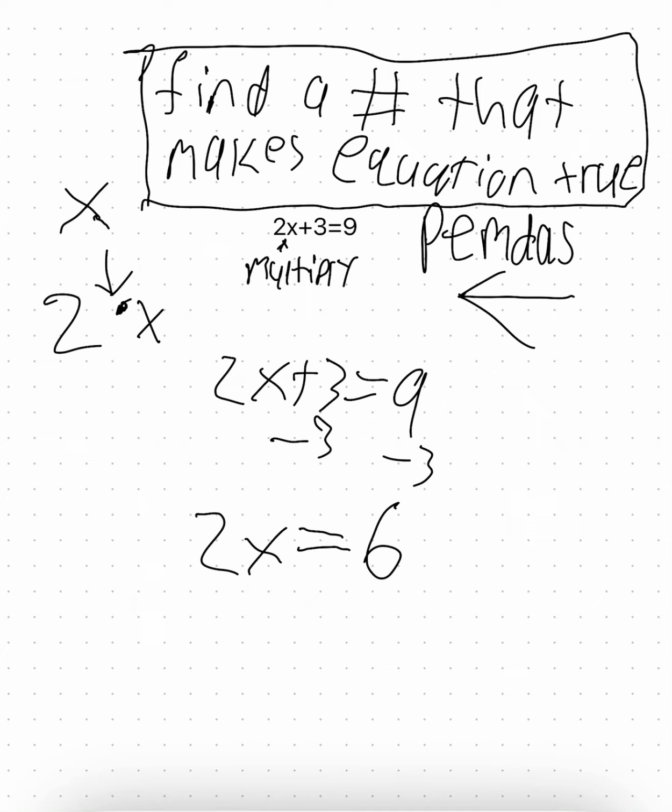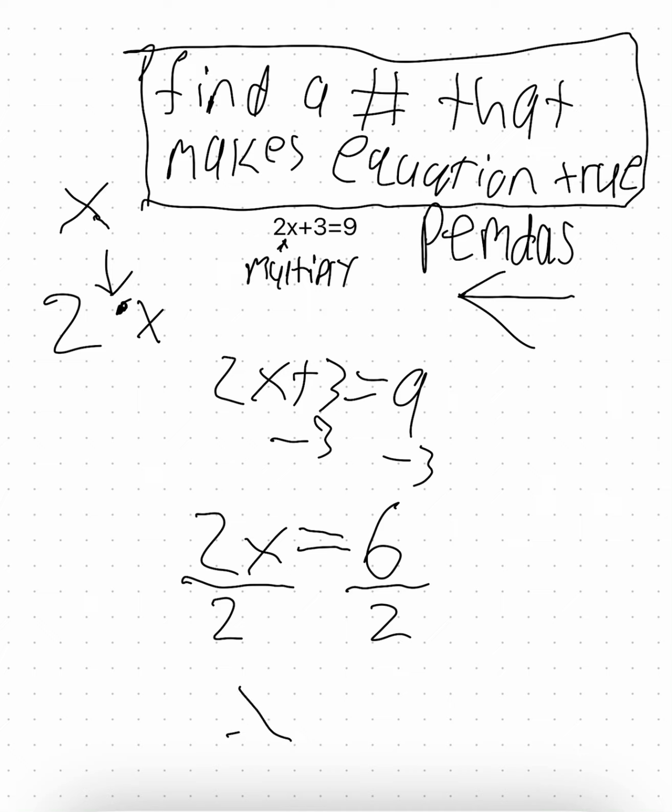Now, notice how I said this 2x right here, this is multiplication, right? So how do we undo multiplication? We have to undo that operation right there. What's the opposite of multiplication? That is division. So what I'm going to do is divide both sides by 2. I say 2 because that's the number in front of x. We have to undo the multiplying by 2 by dividing by 2. Okay?